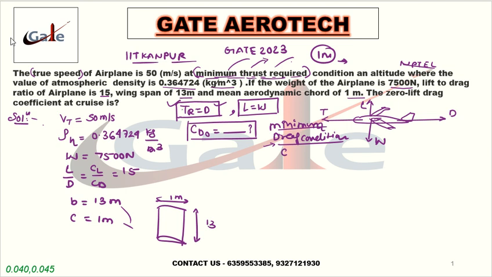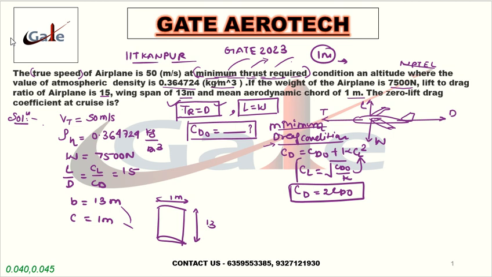So the minimum drag condition is nothing but, this is your drag polar equation, CD = CD0 + K CL squared, and in this minimum drag condition your CL becomes the square root of CD0 by K. And in this condition, if you substitute this back in this equation, CD is equal to 2 CD0. So either to calculate CD0 I should use this equation or I should use this equation. As of now they have not provided the data for K, so I will not use this equation.